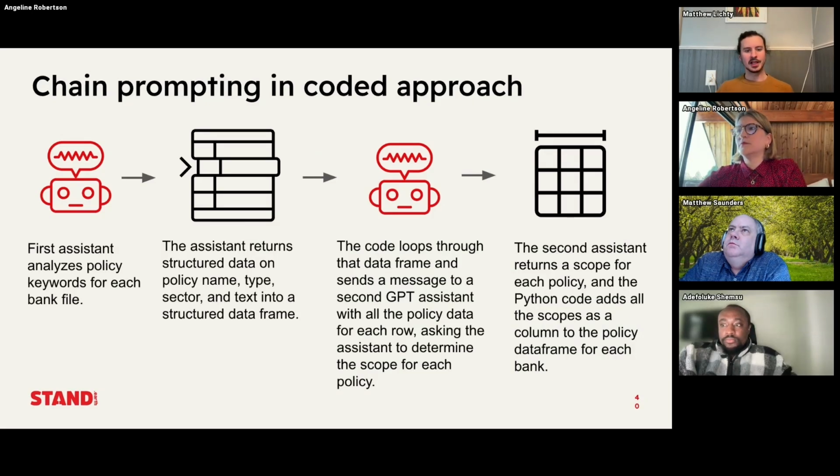Having an assistant that only analyzes scope allows GPT to focus more and give us better results. Writing code to automate this process makes it possible to focus on one scope of one policy at a time, which would take too long if we were using the GUI for this case.